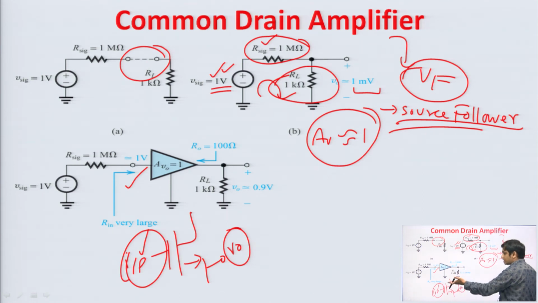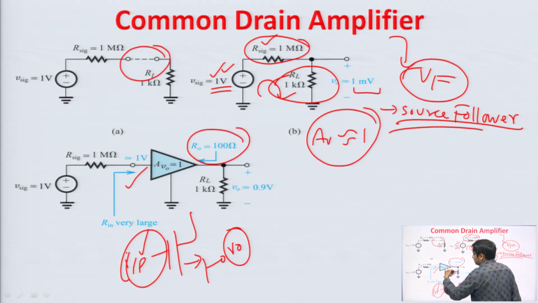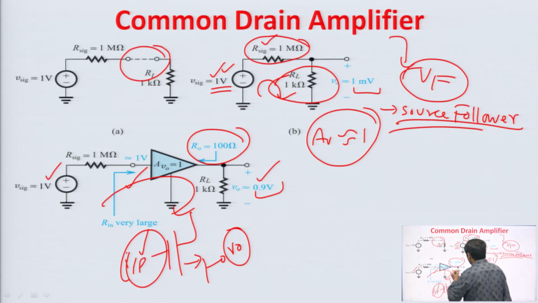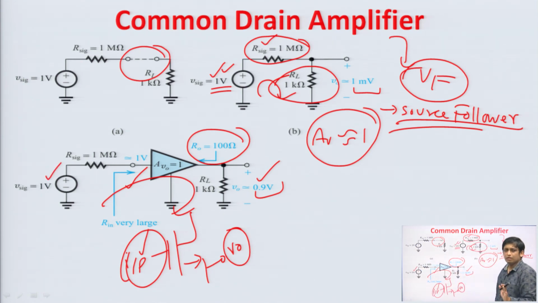So, it is in fact infinite, but practically it is in the mega ohm range, and the output resistance is very low. Again, if you calculate in this loop, apply the KVL and calculate the output voltage, that is the voltage appearing across load resistance R L, it comes to be 0.9 volt.